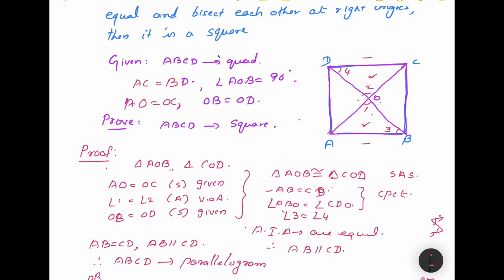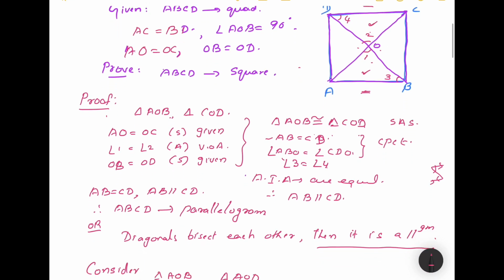Then angle 3 equal to angle 4 also you will get. When the alternate interior angles are equal, the lines are parallel, that is CD is parallel to AB and CD is equal to AB. So you can say ABCD is a parallelogram. You have to do this only if the question is of 4 or 5 marks. If it is a 3 mark question, you don't have to prove this. You can simply say, since the diagonals bisect each other, it is a parallelogram.